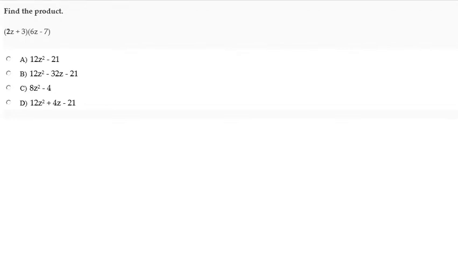Find the product. The product in this case of two binomials, 2z plus 3 and 6z minus 7. Now what we do to ensure that we distribute each of the first two terms with each of the last two terms, because product means multiply, we are going to multiply the two first terms together.